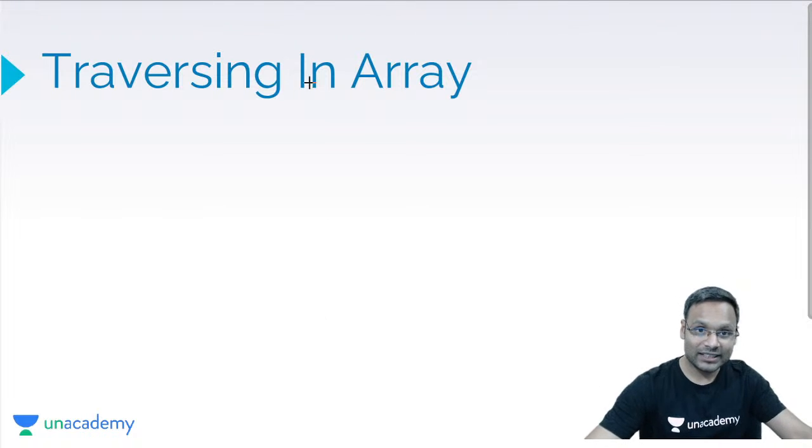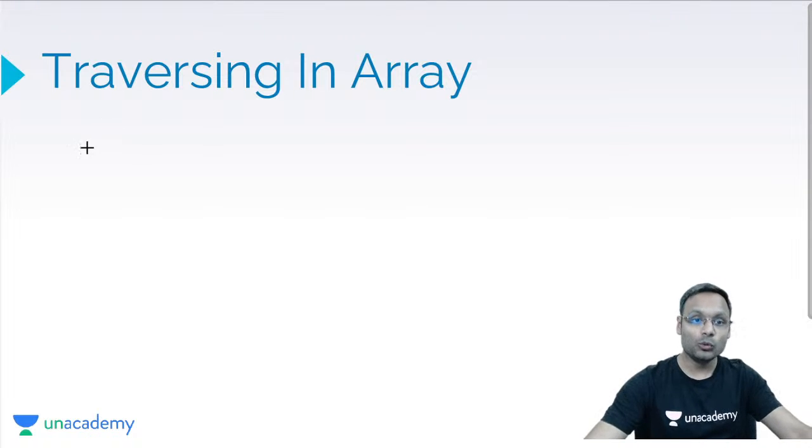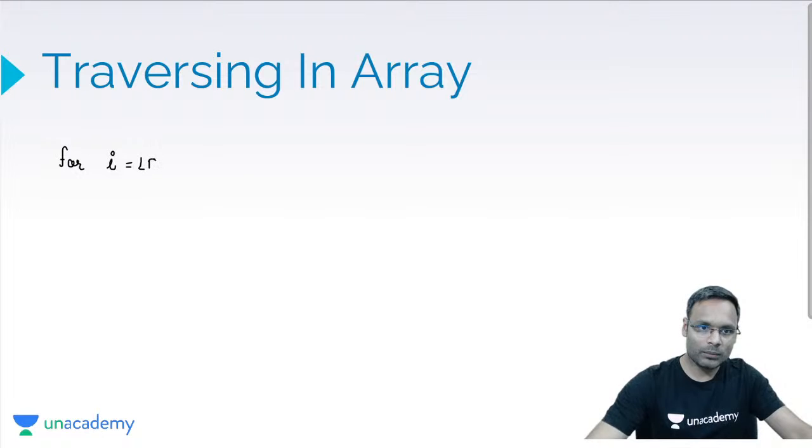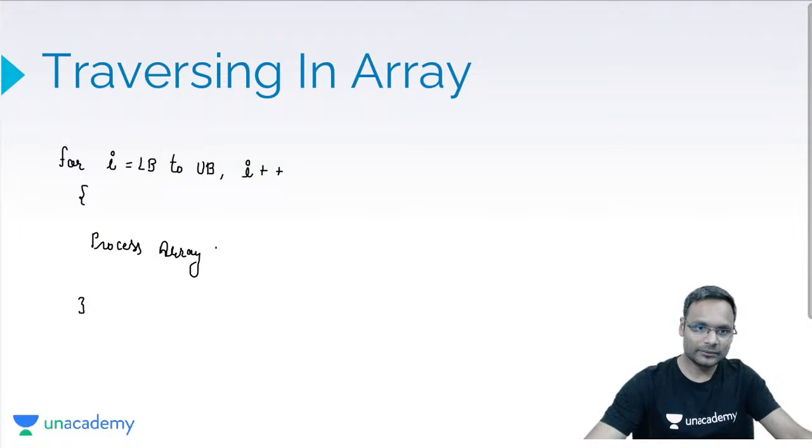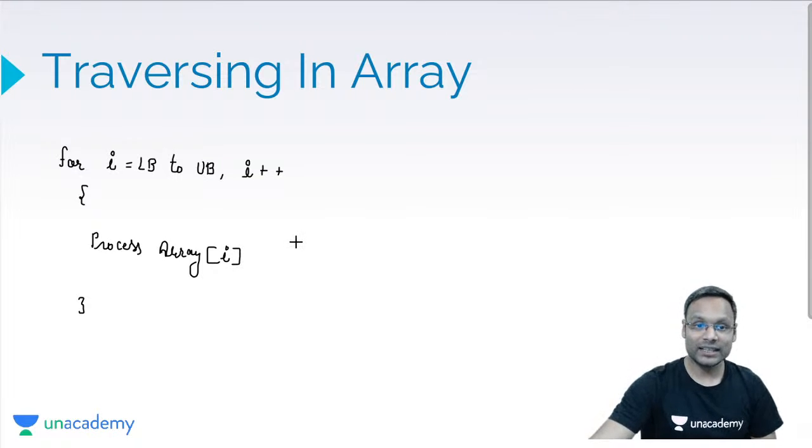Now, if you are traversing the array element, you will have to write a loop. How to write? Suppose I am writing for I is equal to lower bound to upper bound, and after every iteration you need to do I plus plus so that we can go to the next index. I am writing an algorithm, simple. Now under this for loop, what should I write? I'll have to write this. You process now the array element on index I. That is the traversing in the array.